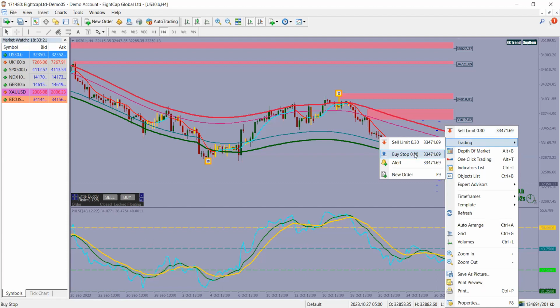Then you would have your buy limit as well. Again, that would be placed below where the market is. And once it reaches that point and pulls back, then that's when the order will be executed to the upside.